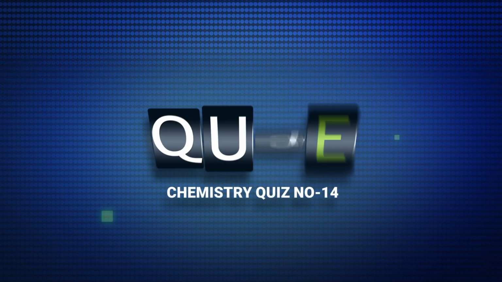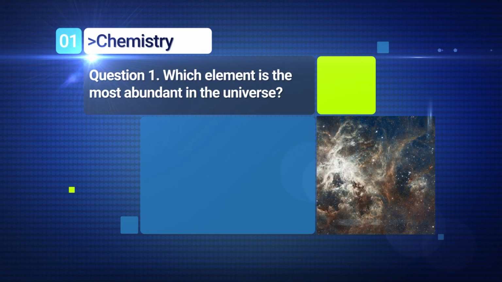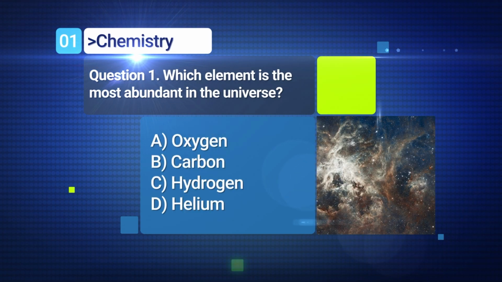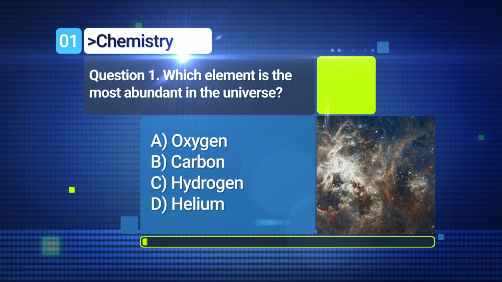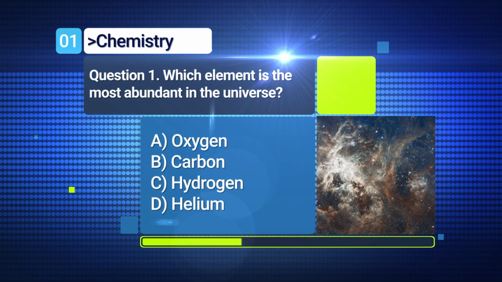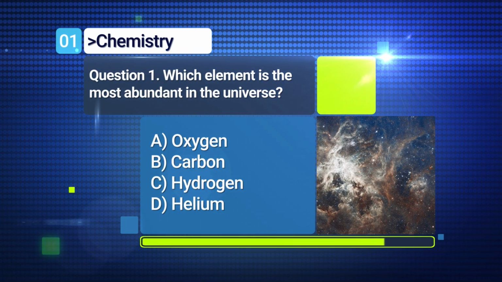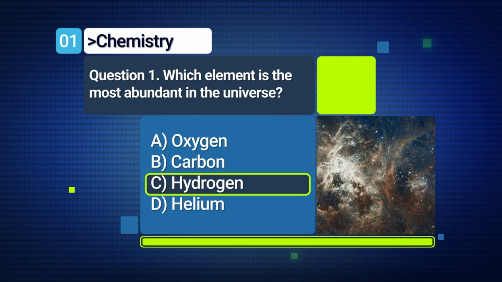U.S. School Chemistry Fundamentals Quiz 14. Question 1. Which element is the most abundant in the universe? A. Oxygen. B. Carbon. C. Hydrogen. D. Helium. Answer: C.